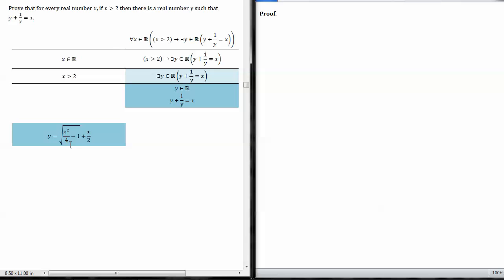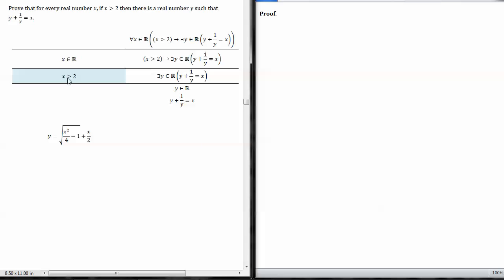y equals the square root of x squared over 4 minus 1, plus x over 2. So that's going to be given. We're going to let y equal that. And then we have to prove that y is a real number, and that this equation holds. Okay, so let's try to prove it's a real number first.